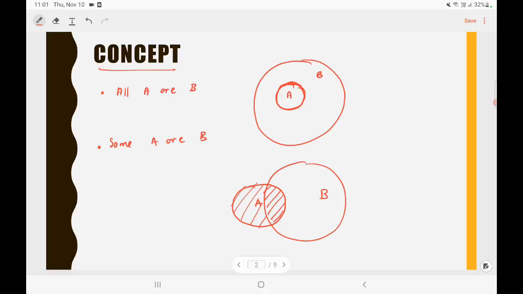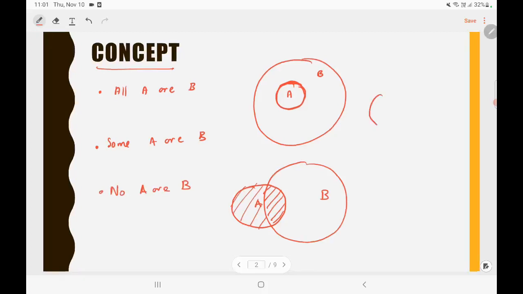Now finally, if you are given no A are B, that means all the A's are not B, right? So if this is the circle that represents A, you should draw B like this, because there won't be any intersection, because no A are B. So this is how you need to draw different Venn diagrams based on the statements given. This you should be well aware of.